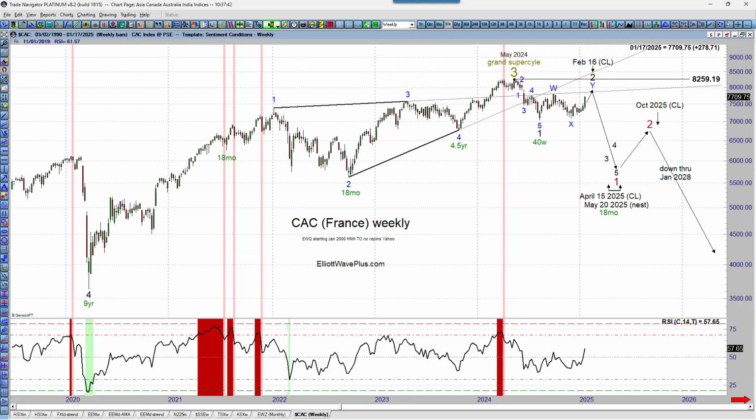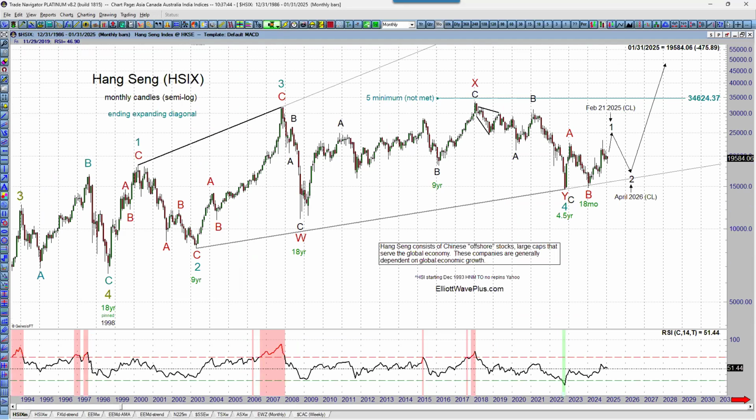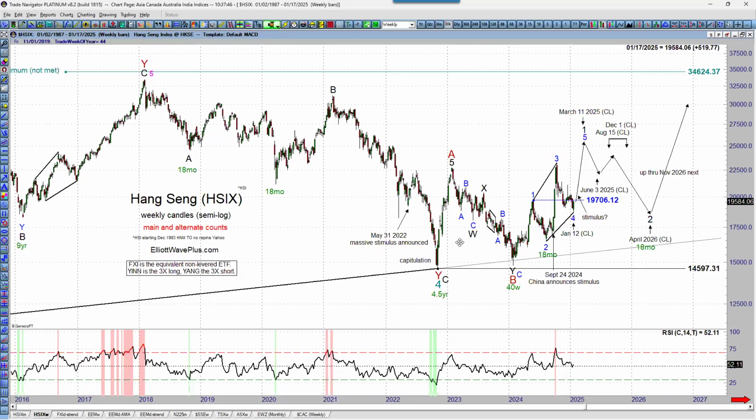Okay, moving on to additional indices around the world. Still looking for that pop to the upside on the Hang Seng up into mid-March, but probably with some stimulus announced to go along with that. And that would complete a five-wave up, overlapping, leading, expanding diagonal, a megaphone pattern.